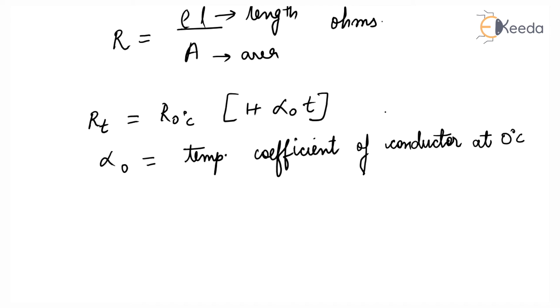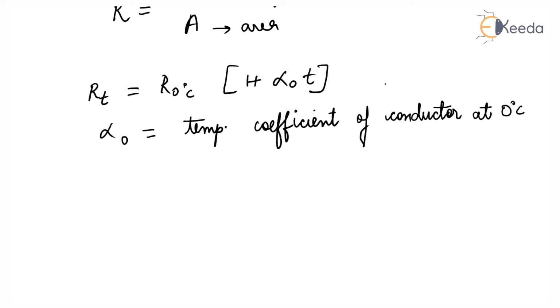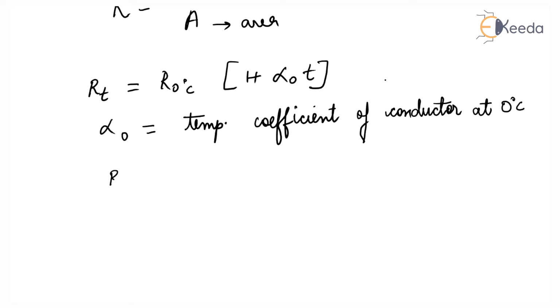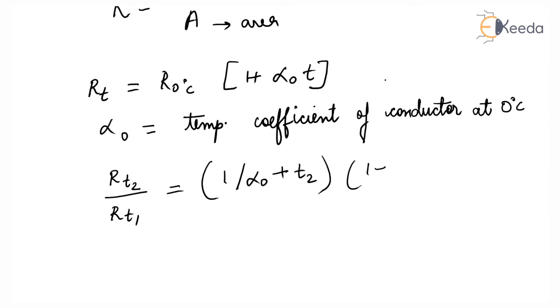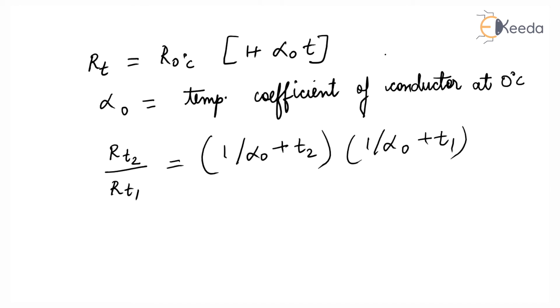And the ratio of resistance at two different temperatures, RT2 by RT1, equals 1 by alpha naught plus T2 over 1 by alpha naught plus T1.